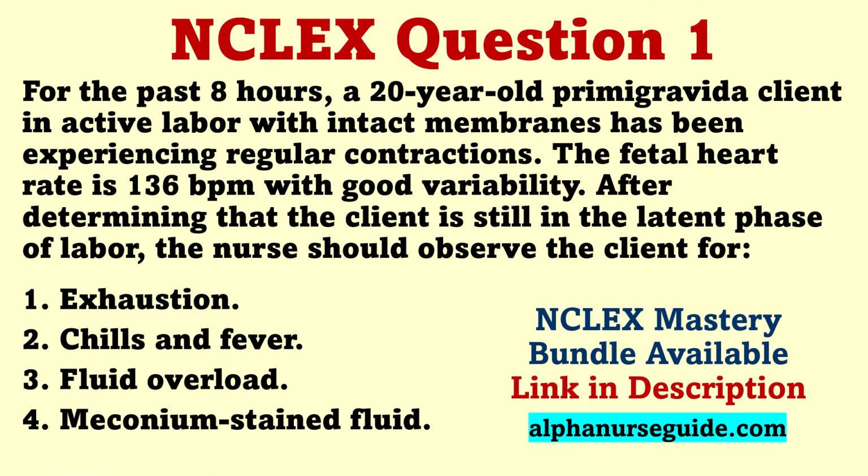For the past 8 hours, a 20-year-old primigravida client in active labor with intact membranes has been experiencing regular contractions. The fetal heart rate is 136 BPM with good variability. After determining that the client is still in the latent phase of labor, the nurse should observe the client for 1. Exhaustion, 2. Chills and fever, 3. Fluid overload, 4. Meconium-stained fluid.